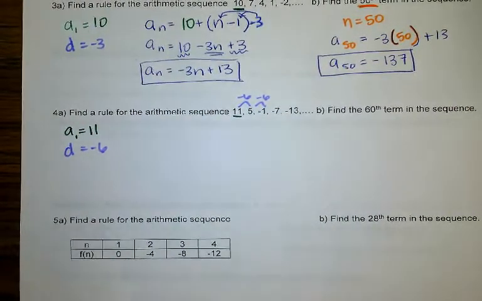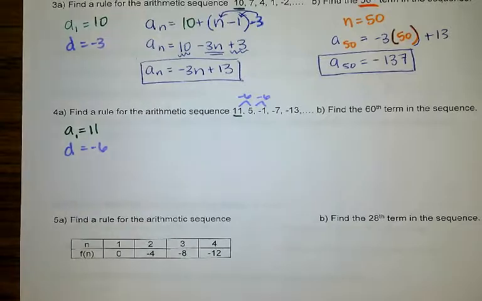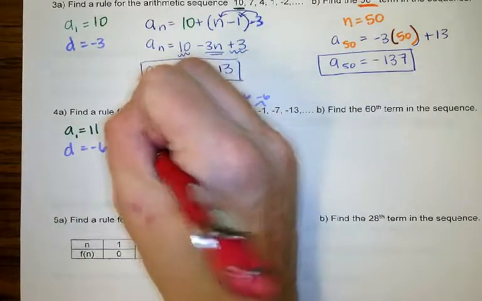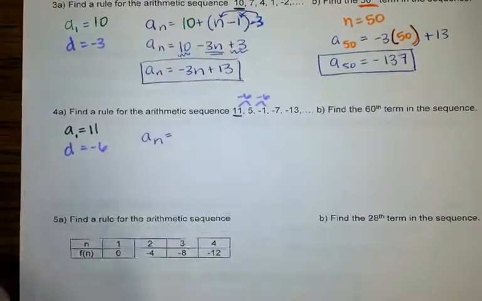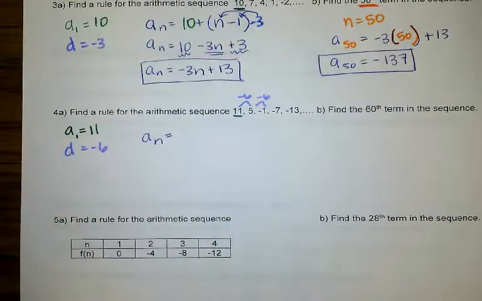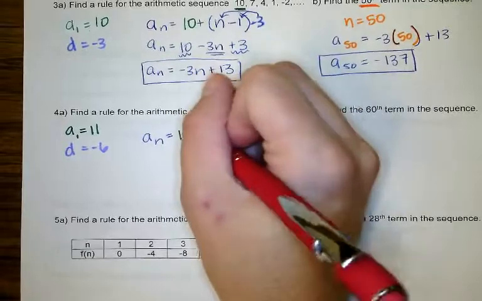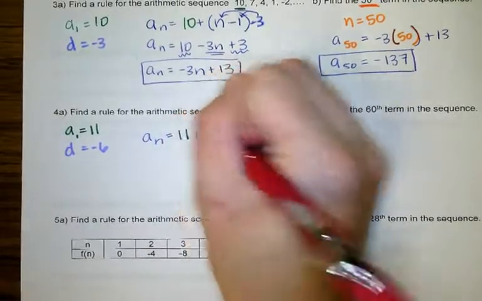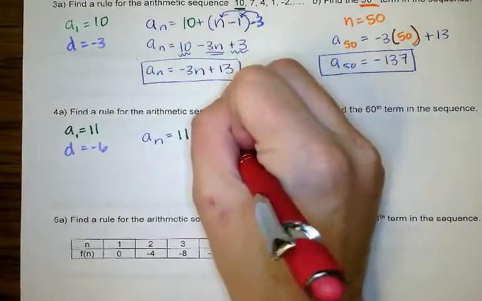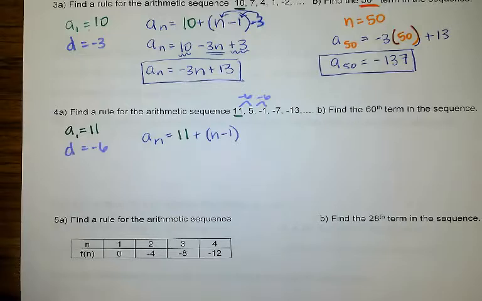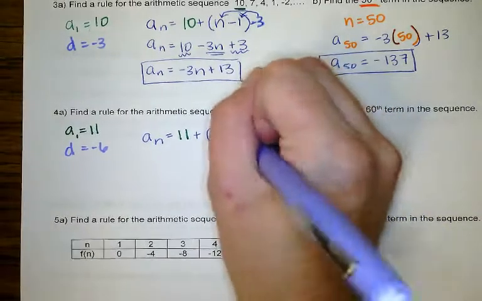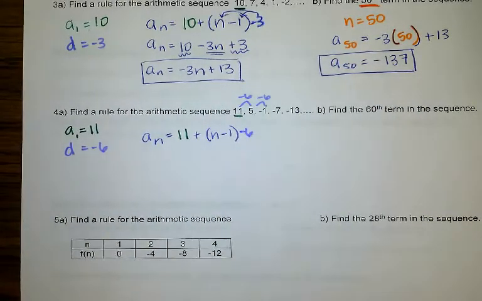So guys, now we're going to write our arithmetic sequence. So my a sub n is equal to 11 plus (n minus 1) in parentheses, and then what do we put on the outside there? Our difference. So this is a sub n equals 11 plus (n minus 1) times d. And I guess I should put that in parentheses there.